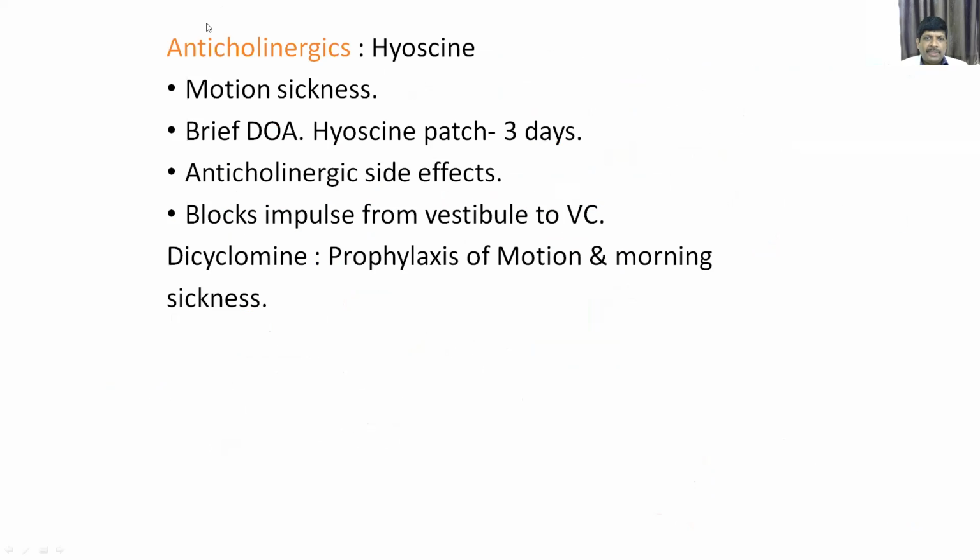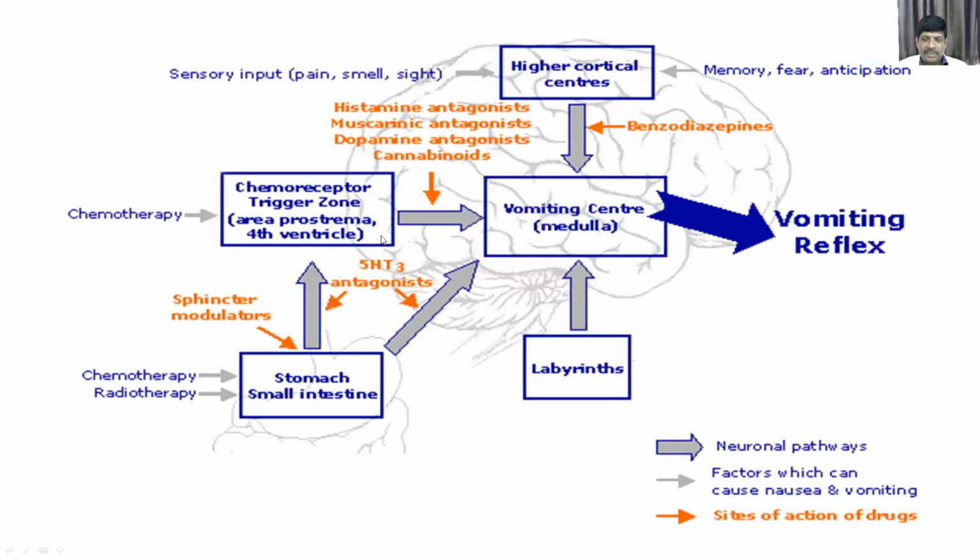Anticholinergics like hyoscine are given in motion sickness. It has a brief duration of action, and the hyoscine patch, which is usually applied behind the pinna, gives a longer duration of action. When it is not applied as a transdermal patch, it has a brief duration; otherwise, it has a longer duration of action. So it blocks impulses from the vestibule to the vomiting center. This is the mechanism.